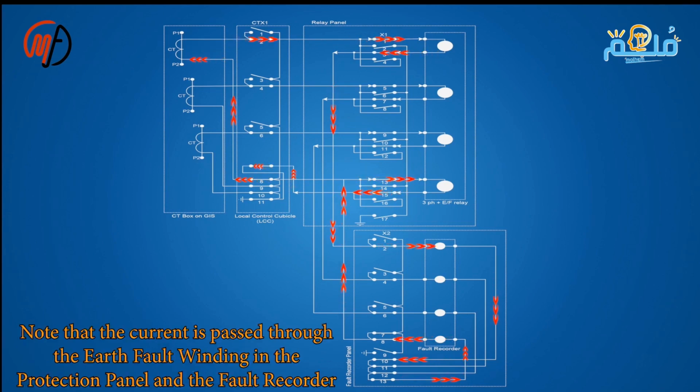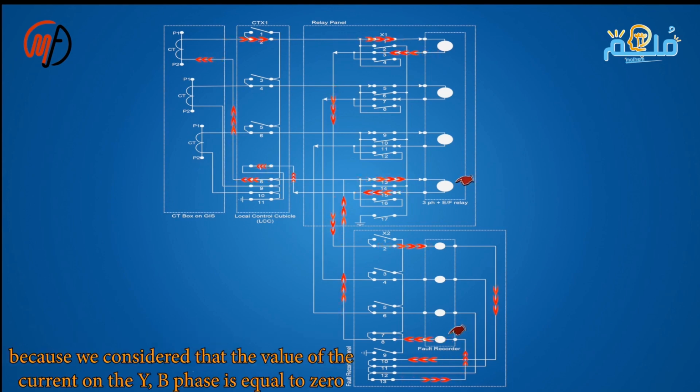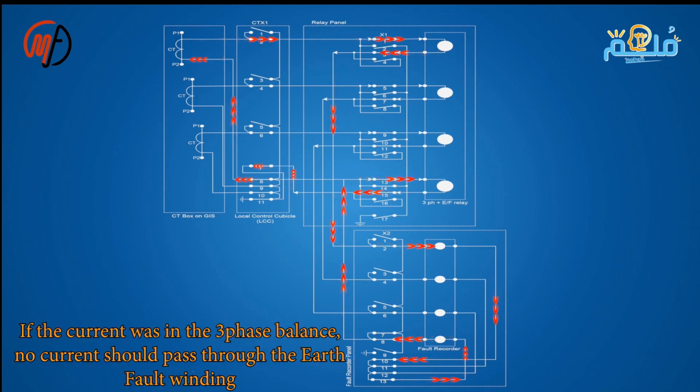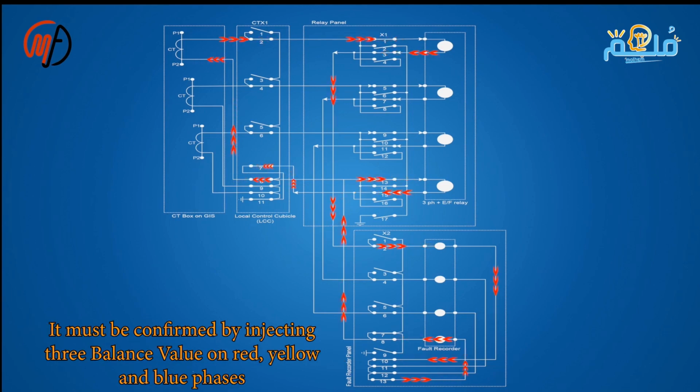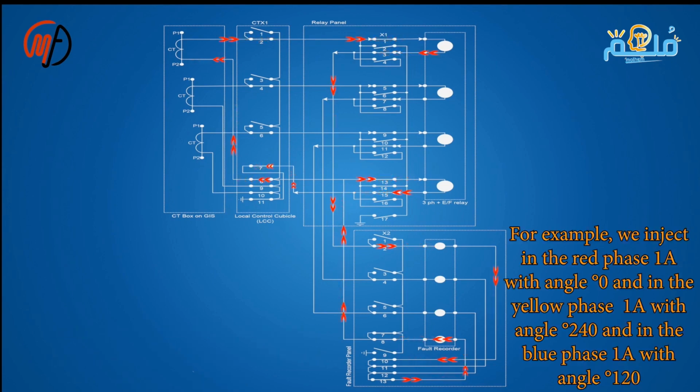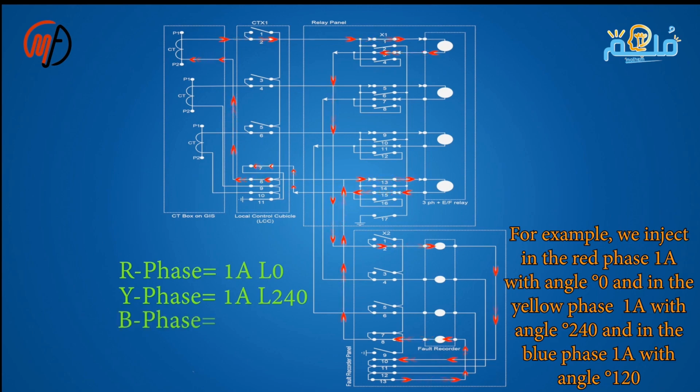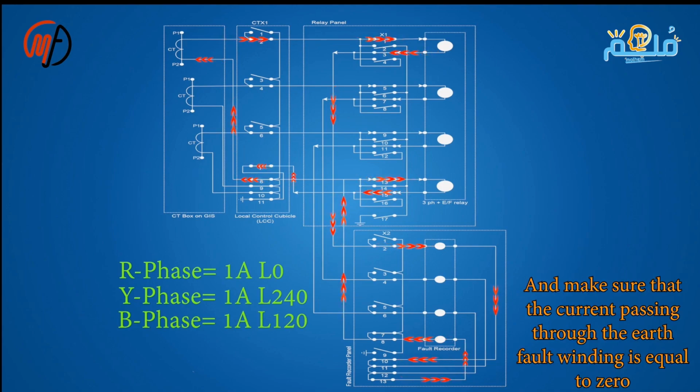Notice that the current passed through the earth fault winding in the protection panel and the volt recorder, because we considered that the current value in the yellow and blue phases is equal to 0. If the current is balanced across the three phases, then no current should flow in the earth fault winding. We need to ensure this by injecting a balanced three-phase value into the red, yellow, and blue phases. For example, we inject 1 ampere into the red phase at an angle of 0, 1 ampere into the yellow phase at an angle of 240, and 1 ampere into the blue phase at an angle of 120, and make sure that the current flowing in the earth fault equals 0.